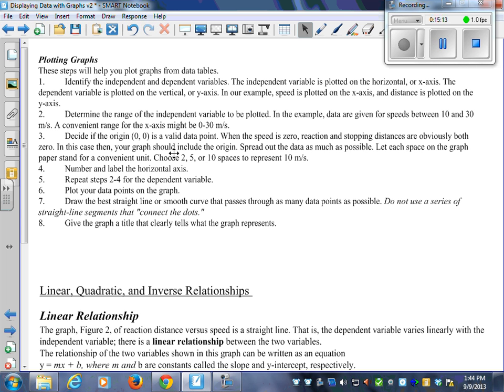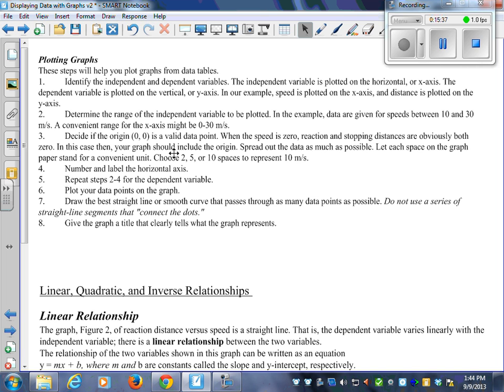Plot your data points on the graph, and then here's an important one. Draw the best straight line or smooth curve that passes through as many data points as possible. Notice the italics. Do not use a series of straight line segments that connect the dots. Do not connect the dots. Do not do that. We want what's called a line of best fit or a curve of best fit.